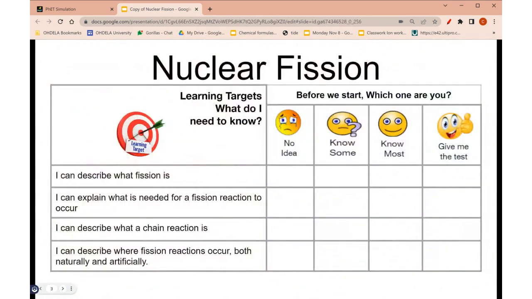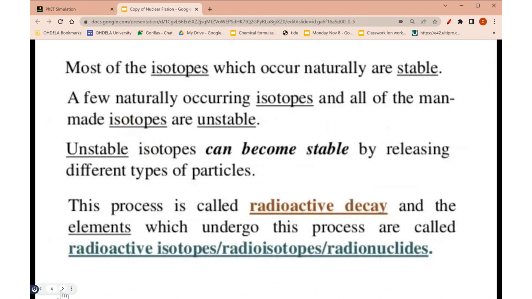So I can describe what fission is. I can explain what is needed for a fission reaction to occur. I can describe what the chain reaction is, and I can describe where fission reactions occur both naturally and artificially.